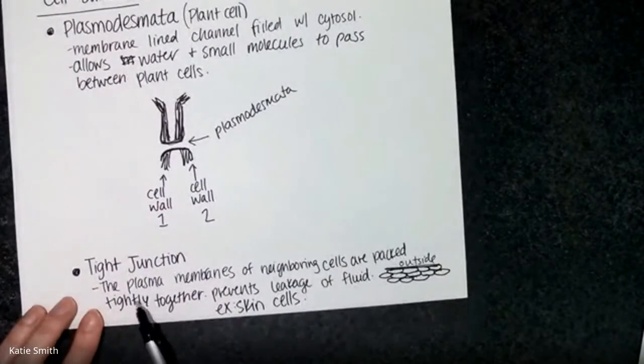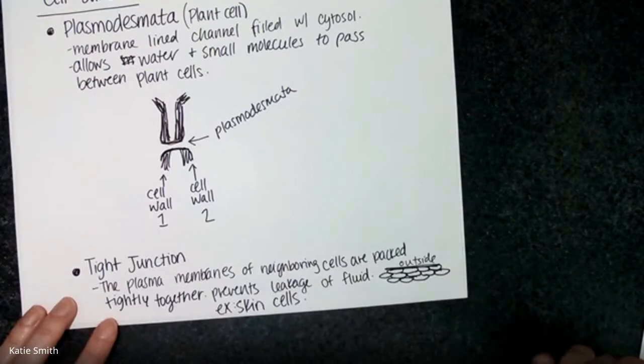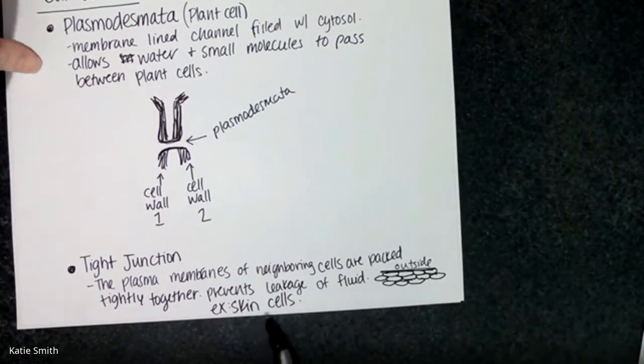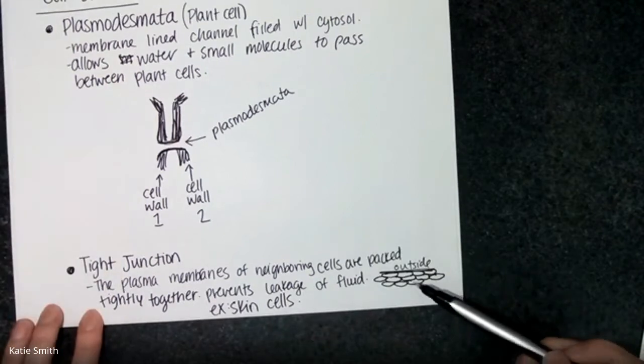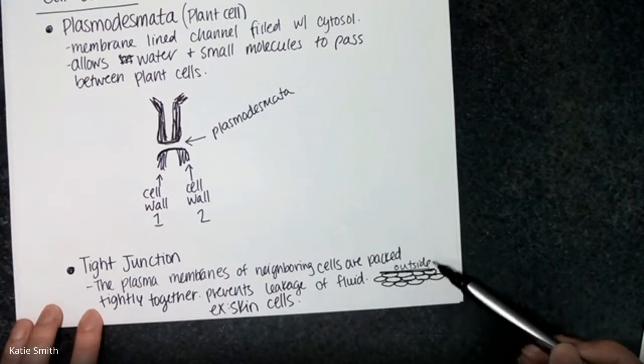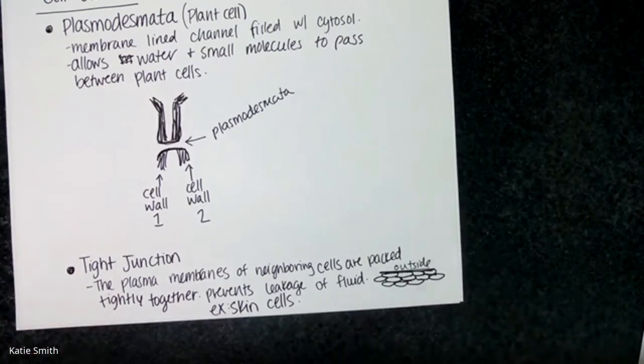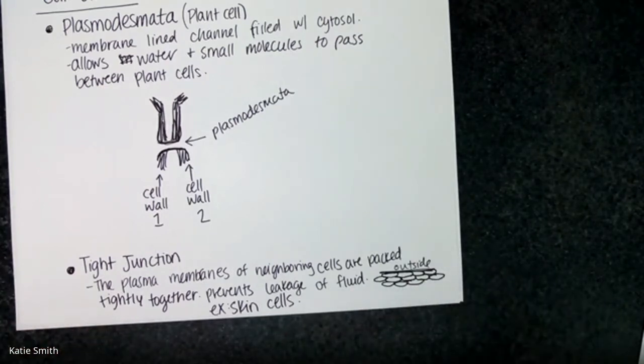A tight junction is where the plasma membranes of neighboring cells are packed tightly together, and it prevents leakage of fluid. An example of this is skin cells. As you can see here, they're really tightly packed together. That's so that water from the outside and water from the inside can't cross that really thick layer of cells.